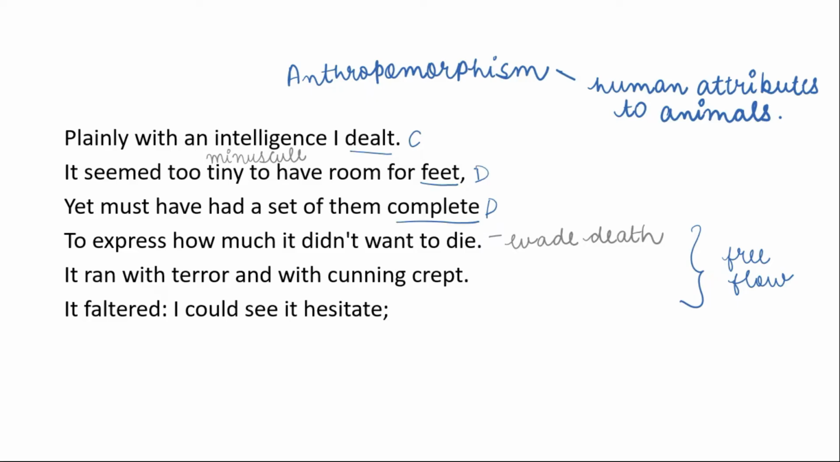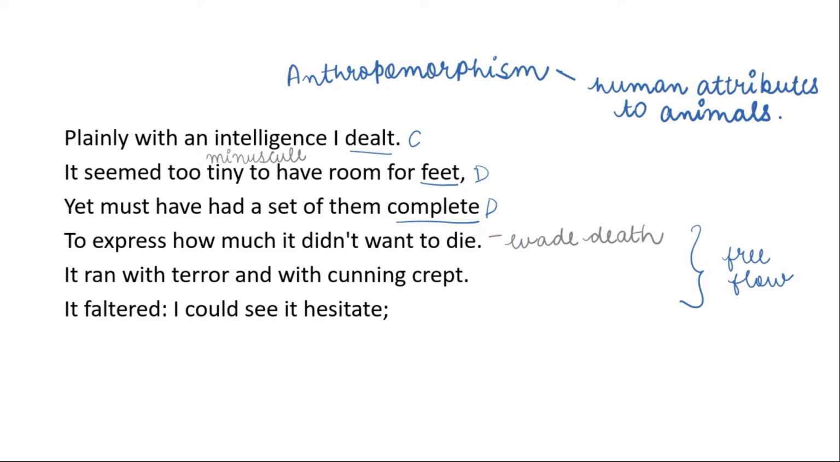Plainly with an intelligence I dealt, it seemed too tiny to have room for feet, yet must have had a set of them complete. So here anthropomorphism is used, where human attributes like intelligence are given to animals, which we usually don't consider animals to have. That is called anthropomorphism.